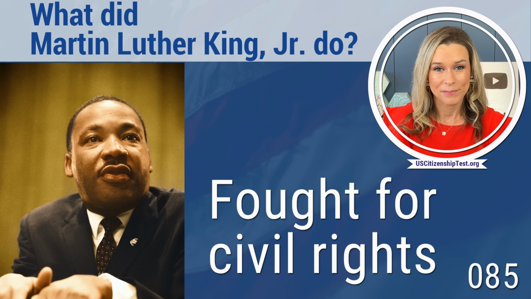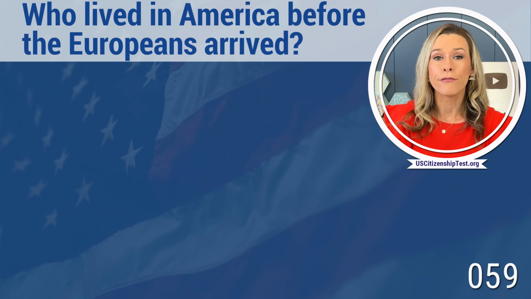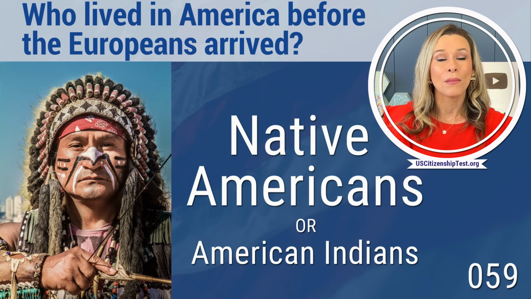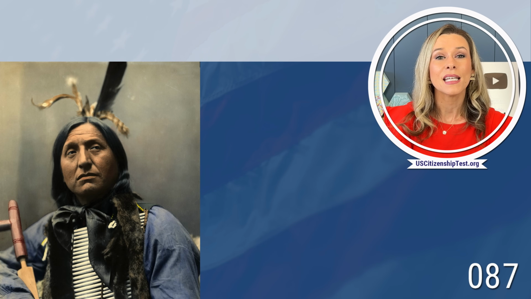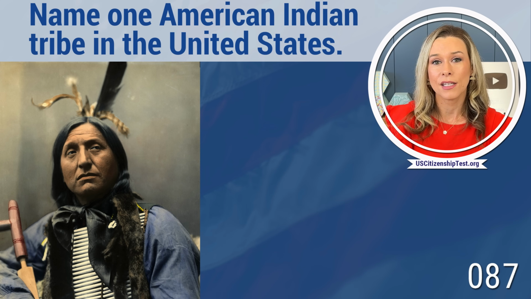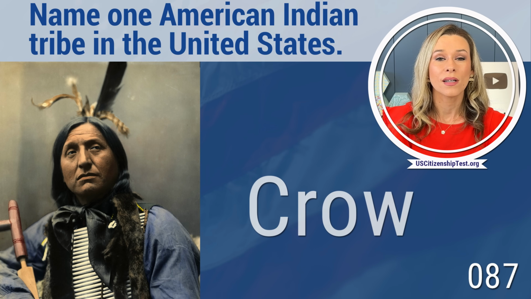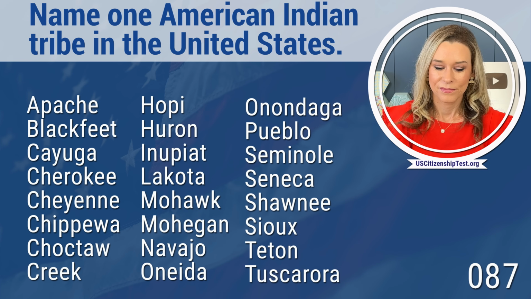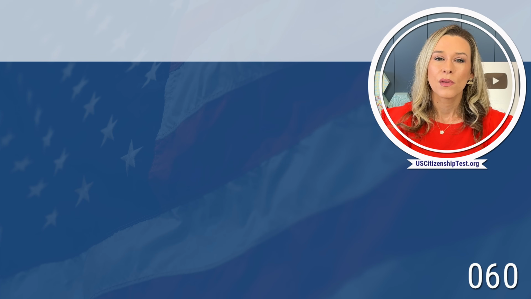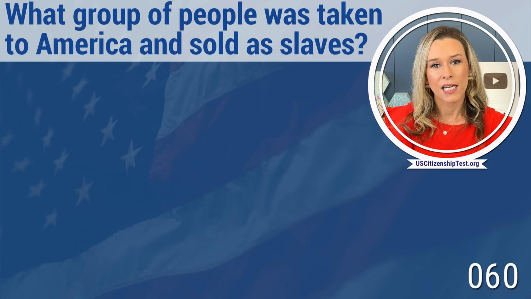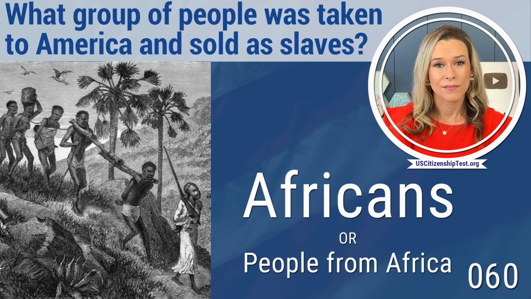Totally different time. Who lived in America before the Europeans arrived? The Native Americans. Name one American Indian tribe in the United States. Crow. Like the bird. What group of people was taken to America and sold as slaves? Africans.